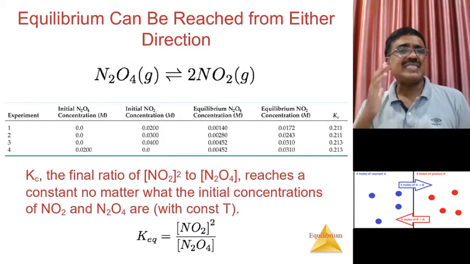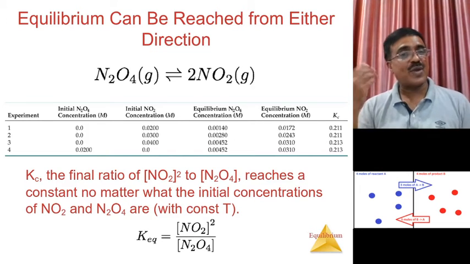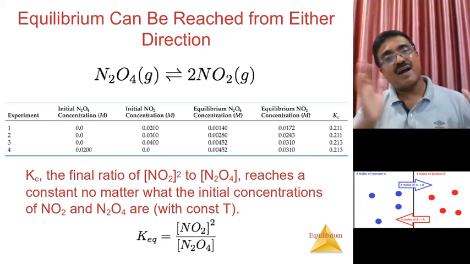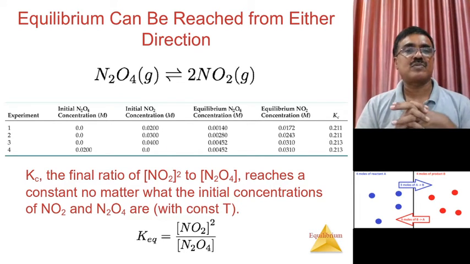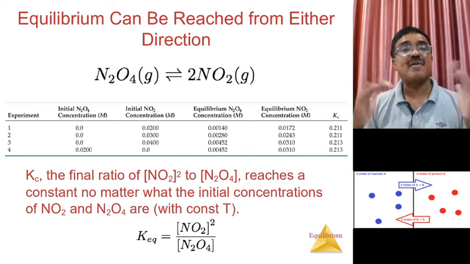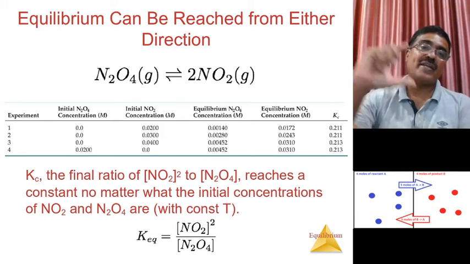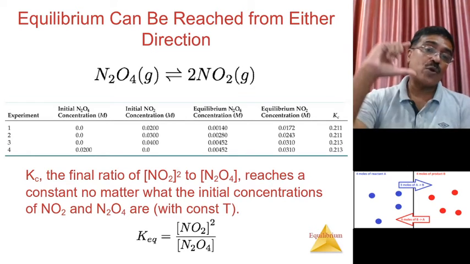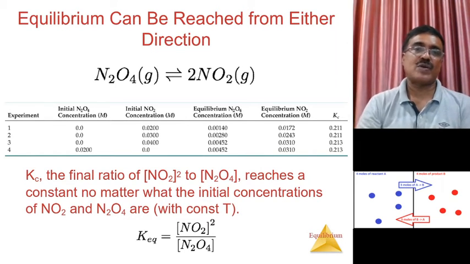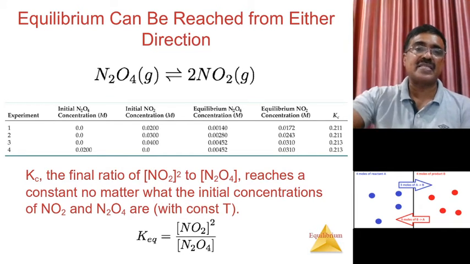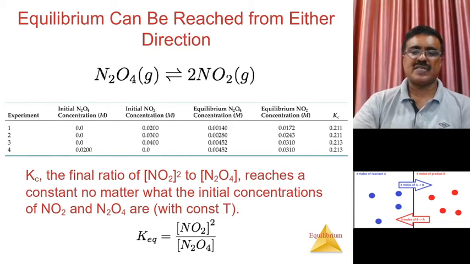Okay, equilibrium can be reached from either direction. That is a peculiarity. You can start with N2O4, or you can start with NO2 alone, or you can start with any mixture of N2O4 and NO2. You will get an equilibrium where the ratio is the same. Which ratio? Concentration of NO2 squared divided by concentration of N2O4. That is the equilibrium constant. That should be the same. Whatever may be the initial concentration, once equilibrium is reached, the ratio has to be kept constant.